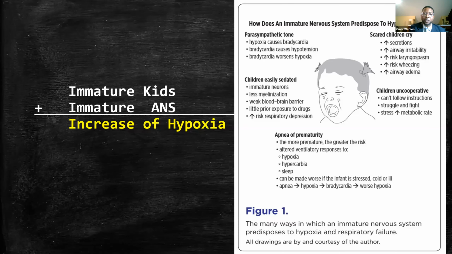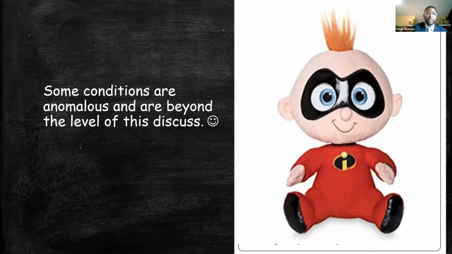Their neurons are immature, and so they have an increased risk of respiratory depression if they have too much sedative medication. So these are all important things, unless they're Jack, because he's an anomaly. So of course, physiology doesn't apply to him.